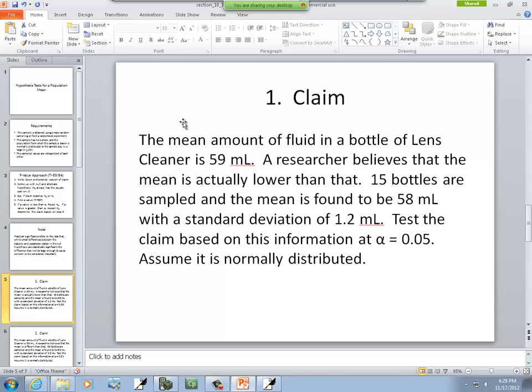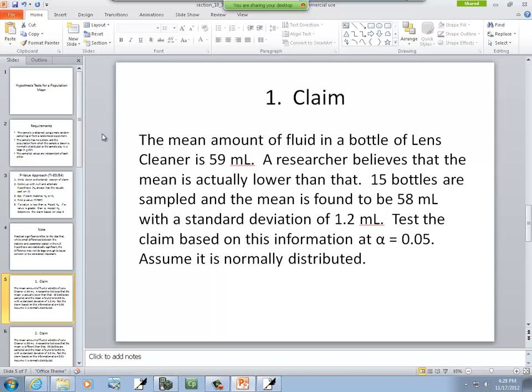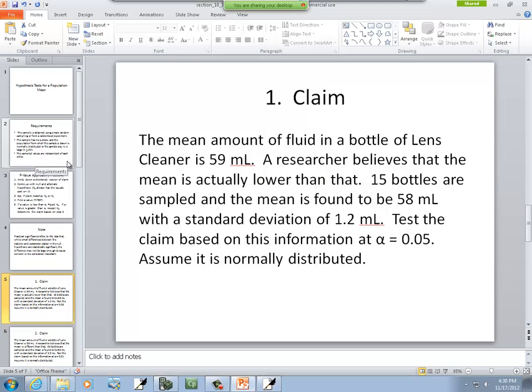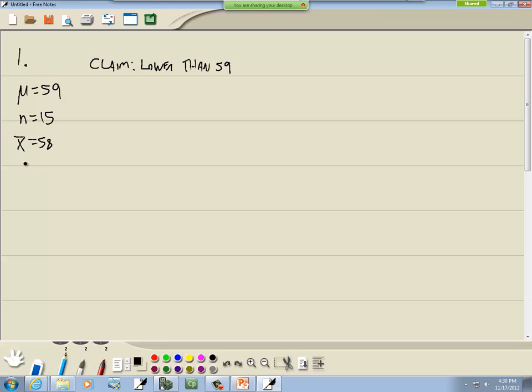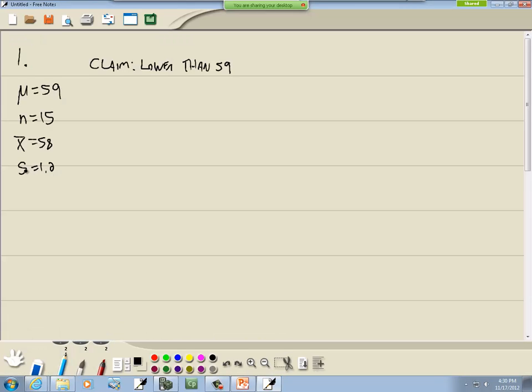Okay. 15 bottles are sampled, so that's our n. The mean is found to be 58. So x bar is 58. It's x bar because it's referring to the sample, that 15, with a standard deviation of 1.2. So s will be 1.2. Again, it's a sample standard deviation because it's referring to the sample. Test the claim based on this information, where alpha is equal to 5%.